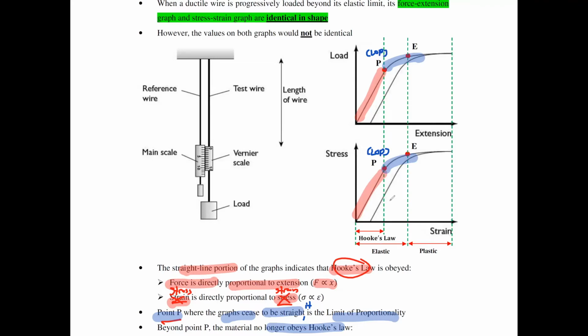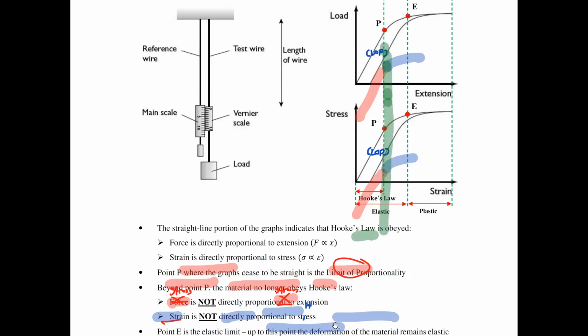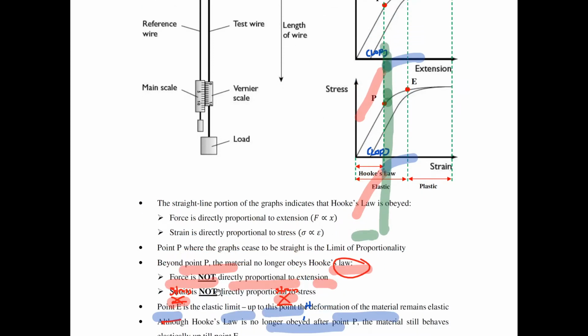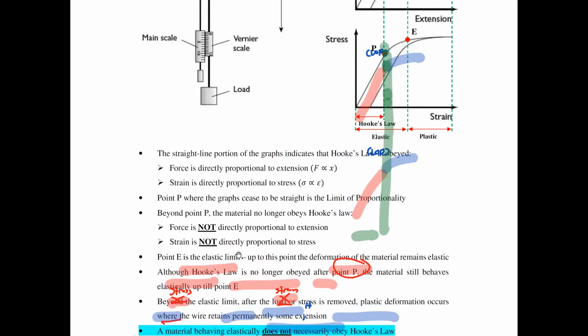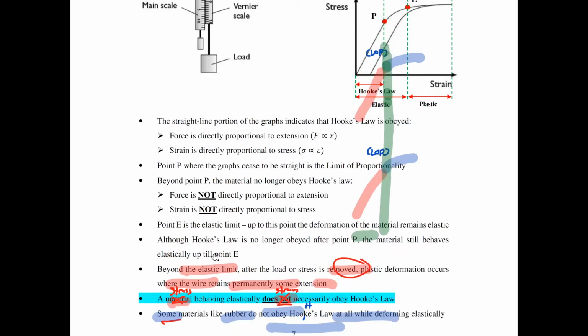Right. So up to this point here, I did the line here. I already didn't draw the line here for you. Up to here is where Hooke's law is still obeyed. Anything after, Hooke's law is not obeyed. Okay. Now, so when you're talking about beyond point P, the material no longer obeys Hooke's law, force is not directly proportional to extension, strain is not directly proportional to stress.